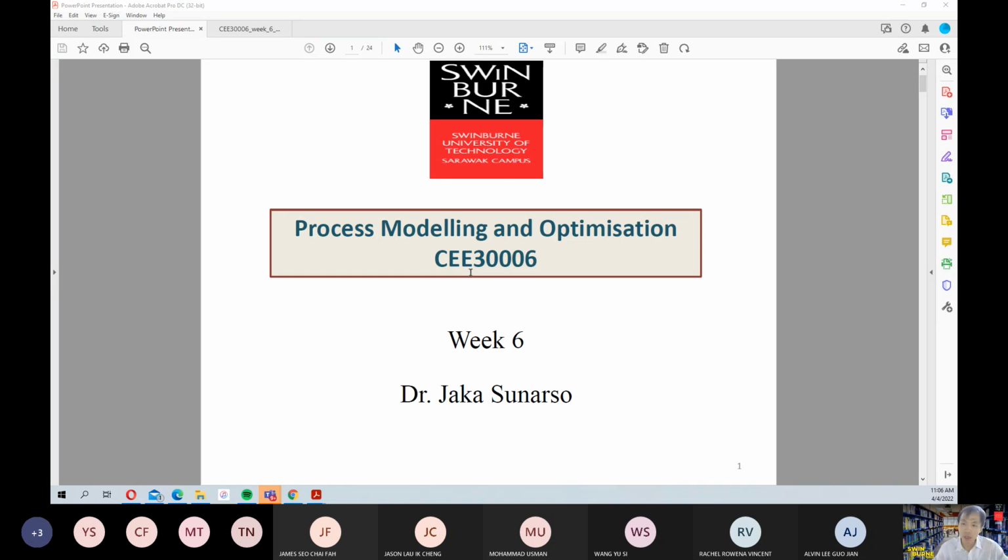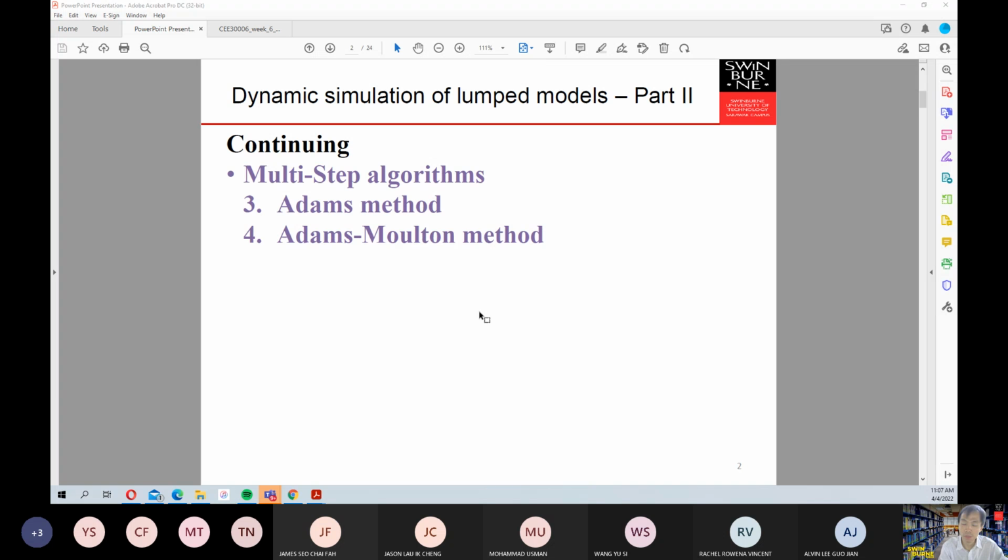Okay, so today we will continue still on the lumped model. Next week we will move into the development of the distributed model. Here we are covering the second part of the transient distributed model. Last week we talked about single step; this one we talk about the multi-step algorithm. There are two methods that we cover here. The first one is the Adams method, the second one is the Adams-Moulton method.